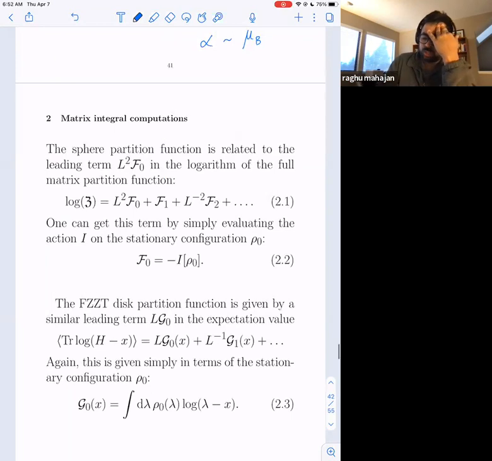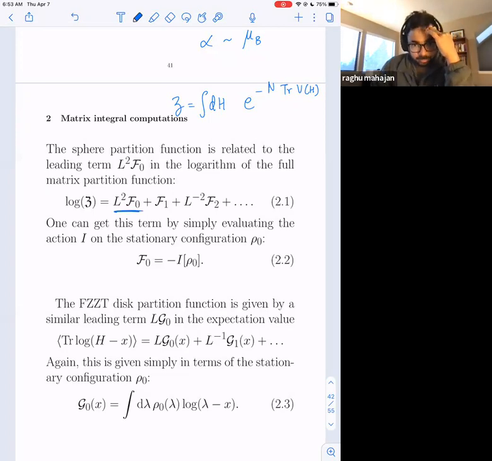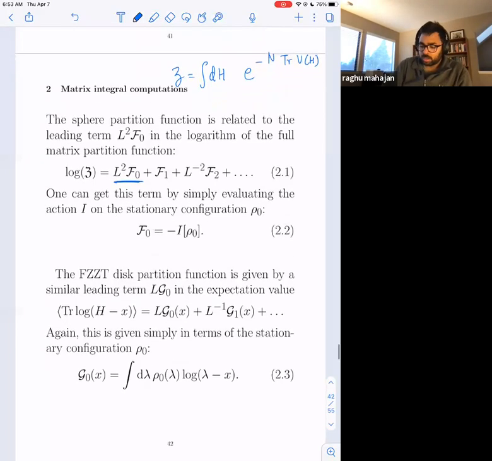So these minimal string theories have a dual description in terms of an integral over matrices, e to the minus N times trace of some potential. And you just have to compute. So this is Z, and the log of Z is the free energy, and the sphere term is just the leading term in this. So there are many techniques in the matrix literature to compute this.